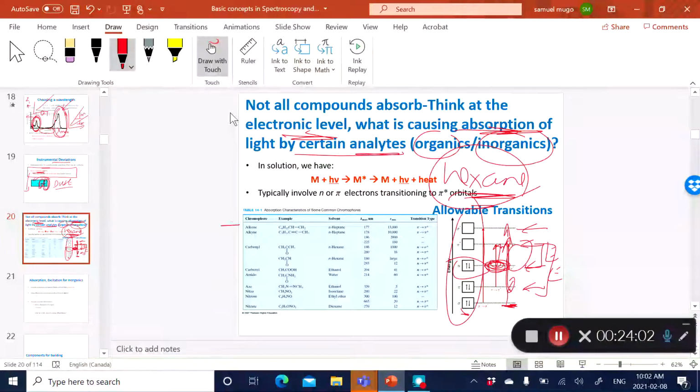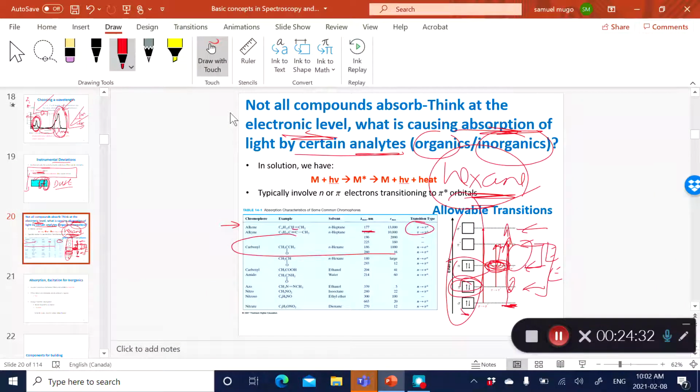If I've got an alkene, for example, it's got a double bond, meaning it's got pi electrons, so it's fairly easy for those electrons to be excited to the pi star. Those kinds of compounds are going to absorb light because of that allowable transition. Look at the carbonyl compounds.